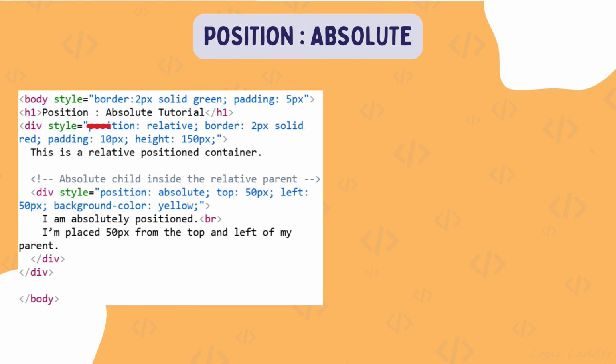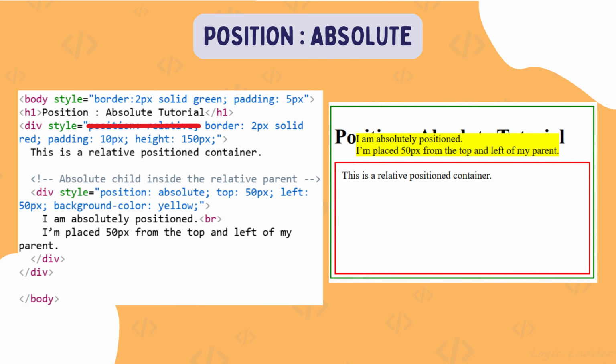Now if we just remove the relative position from the ancestor element, you can see that now the absolute position div is positioning itself from the body of the page instead of ancestor div. Now this div is positioned 50 pixels from top and left of body of the page. You can also see that the absolute positioned element will position itself above other elements like pasting a sticker anywhere.